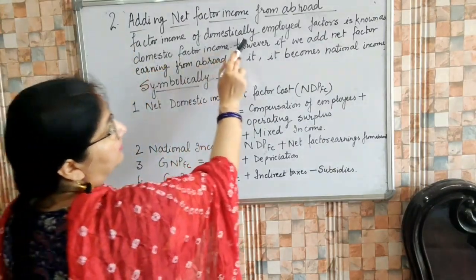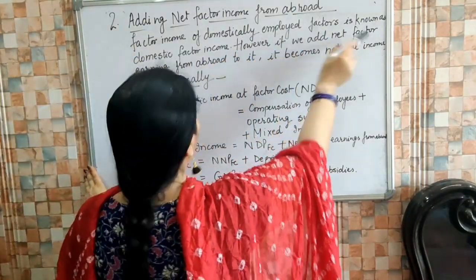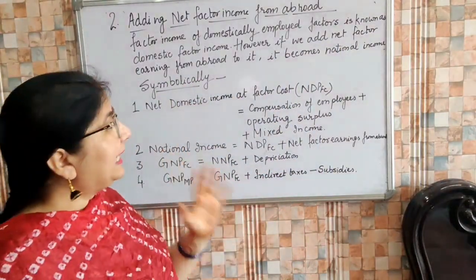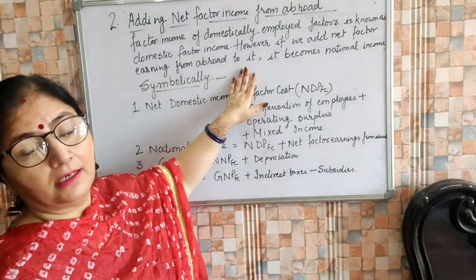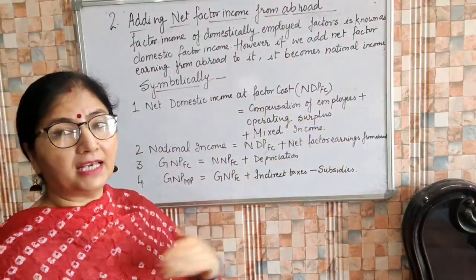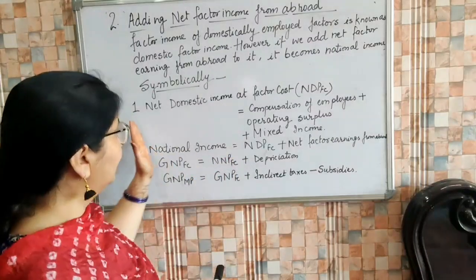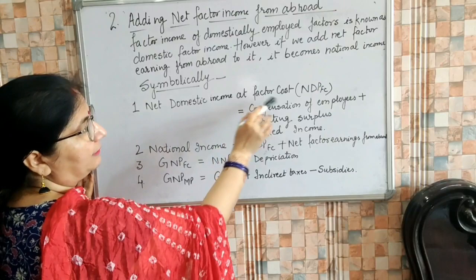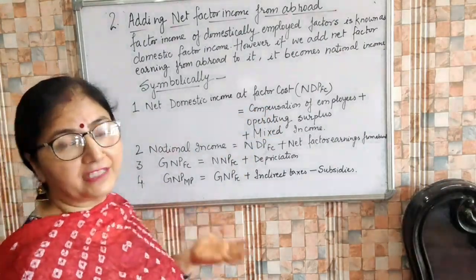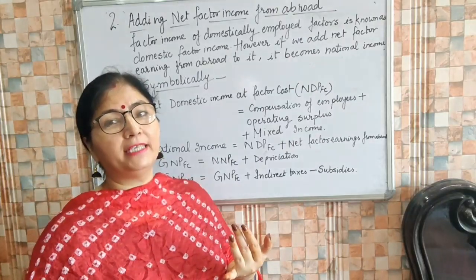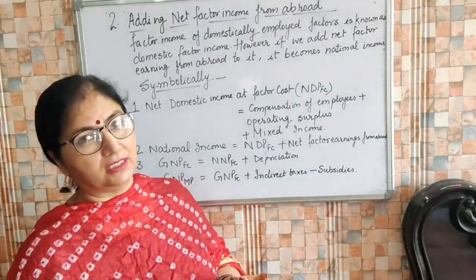Factor income of domestically employed factors is known as domestic factor income. However, if we add net factor income earned from abroad, it becomes national income. अब हम सारे फॉर्मूले को एक साथ लिख लेते हैं. Symbolically, net domestic product at factor cost, जिसे हम NDP at FC कहते हैं, तीन मेन कंपोनेंट है: compensation of employees, operating surplus and mixed income.